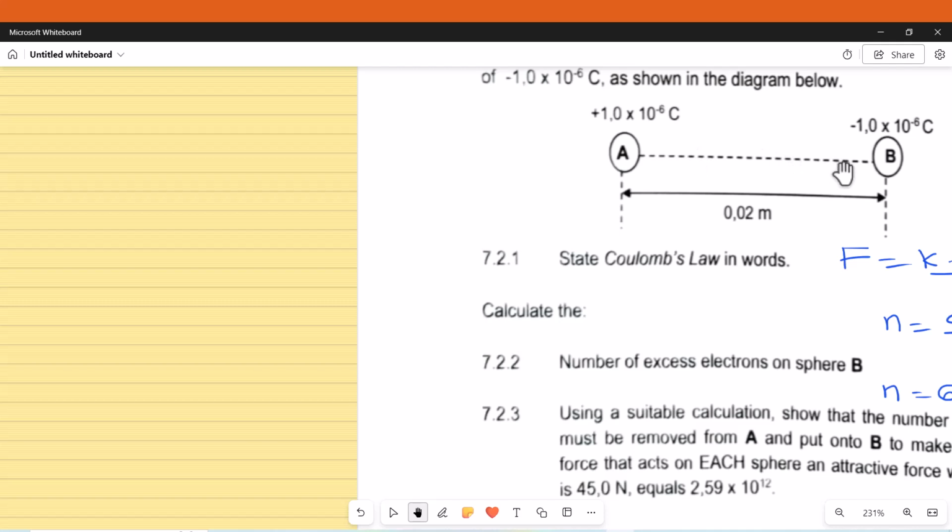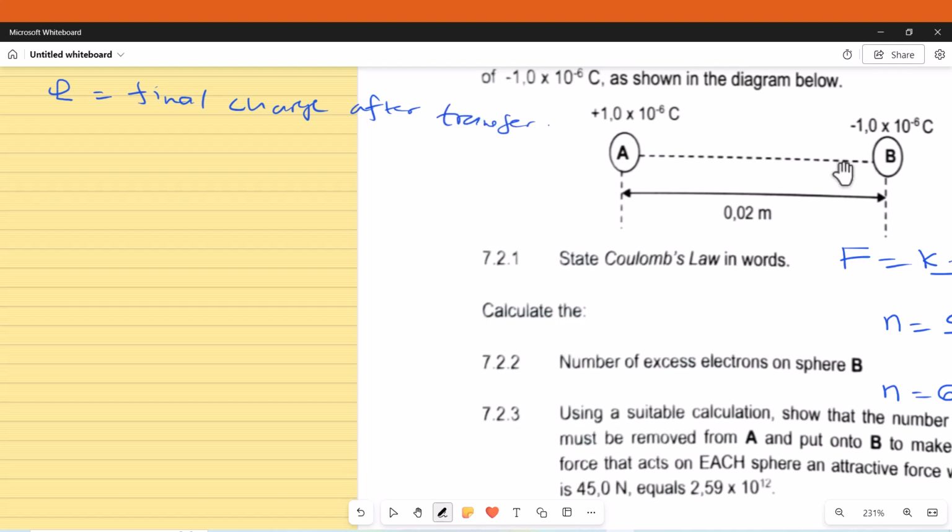So in other words, the new force, which is attractive, will be given by this formula here. So the new attractive force. Don't forget to say let Q equal our final charge, after removing the electrons, after transferring the electrons.